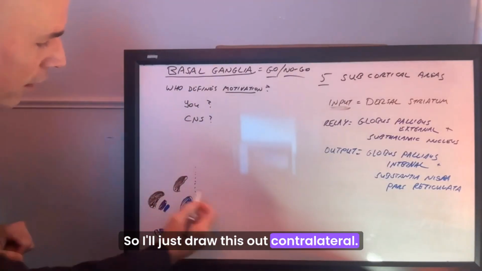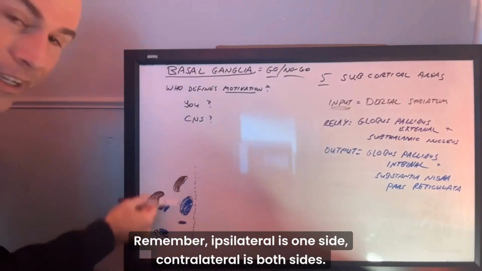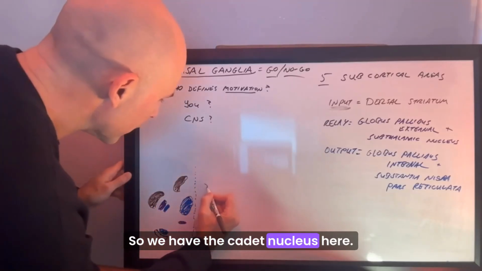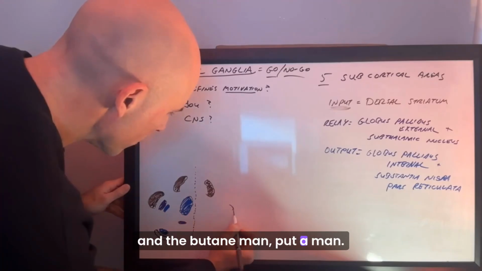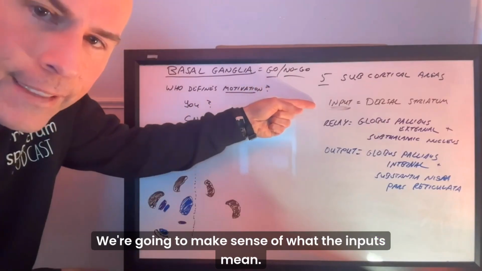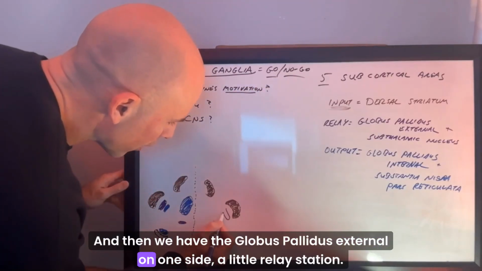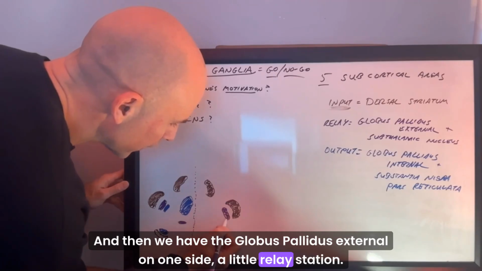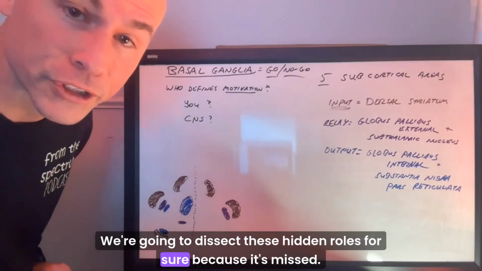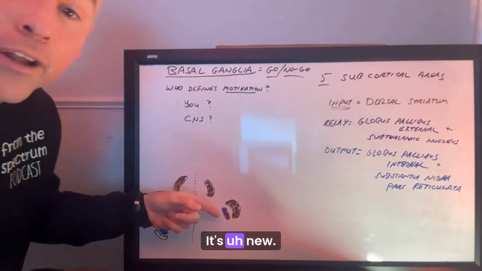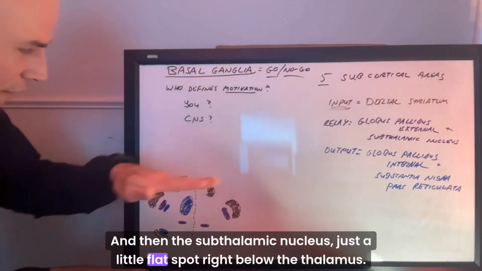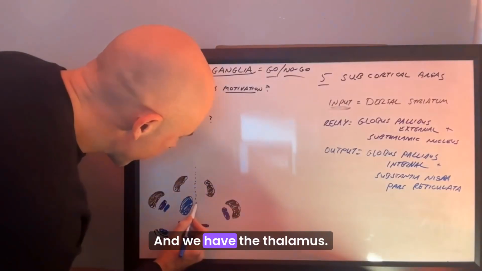So I'll just draw this out contralateral. Remember, ipsilateral is one side. Contralateral is both sides. So we have the caudate nucleus here and the putamen. These are the inputs. We're going to make sense of what the inputs mean. And then we have the globus pallidus external on one side. A little relay station. It has hidden roles. We're going to dissect these hidden roles for sure because it's missed. It's new. Textbooks don't teach it. And then the subthalamic nucleus, just a little flat spot right below the thalamus. And we have the thalamus.